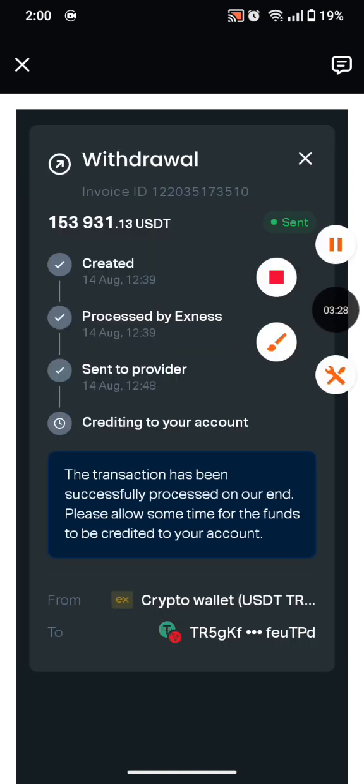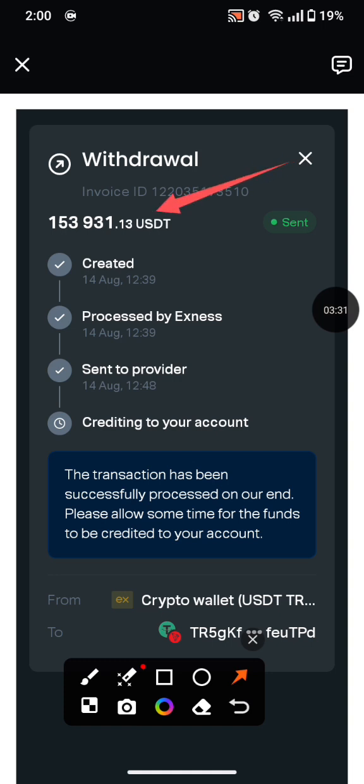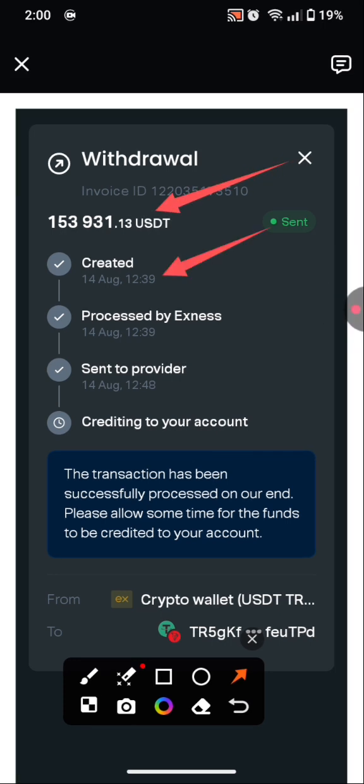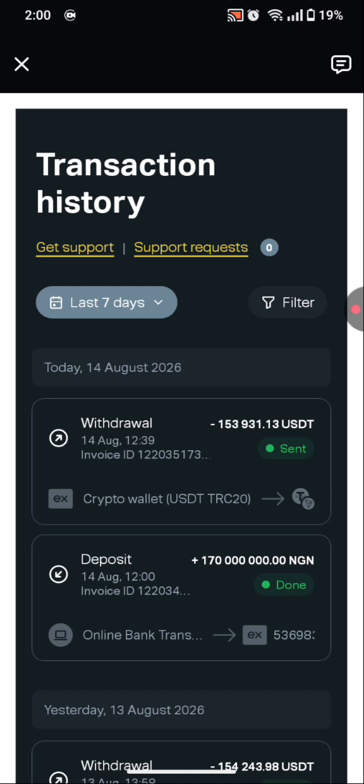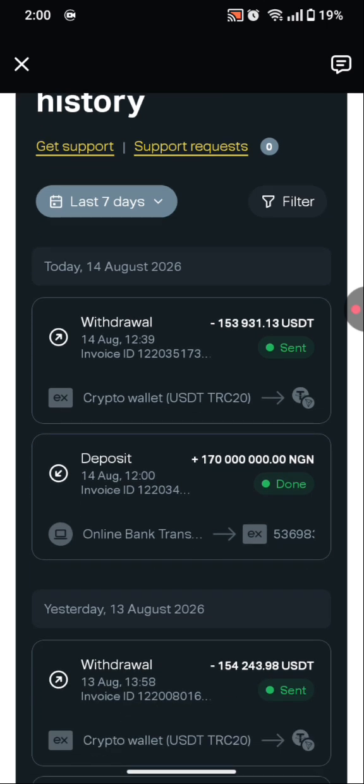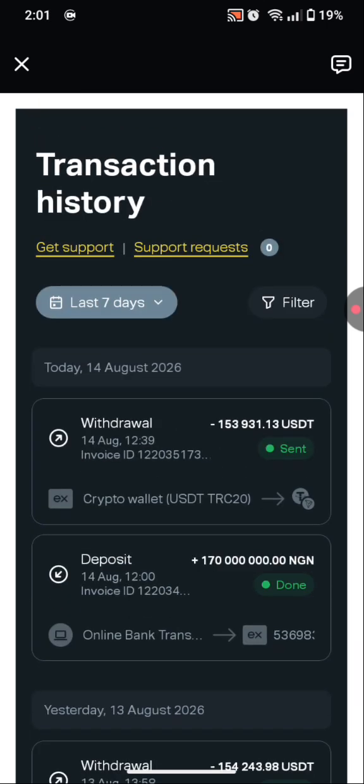I withdrew a total of 153,931.13 USDT. I withdrew at 12:39 p.m. and at 12:48 p.m. this withdrawal was sent out of Exness for processing. So that's exactly how this arbitrage works. Some people might argue that it's not possible to withdraw to a different payment method than a deposit, but please, you need to first watch the tutorials which I have done to ensure you get the same result. Then if you follow the tutorial and you don't have the same result as myself, then you can choose to believe whatever it is you want. So guys, that's exactly how this whole arbitrage process works.